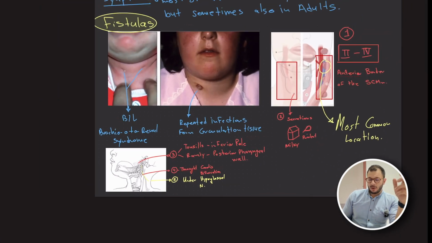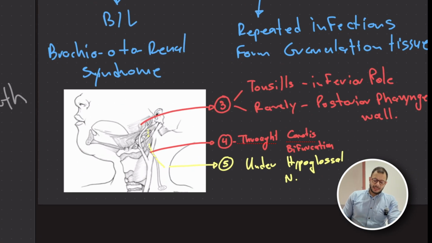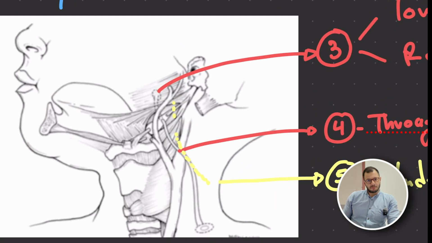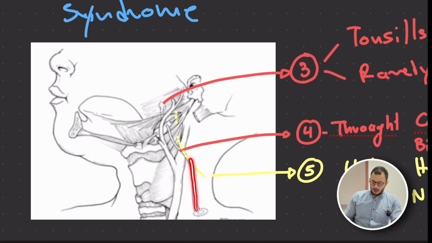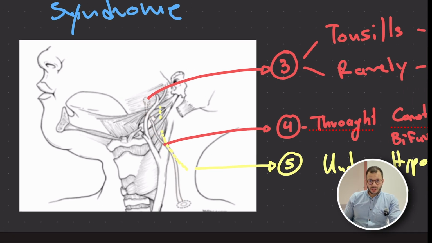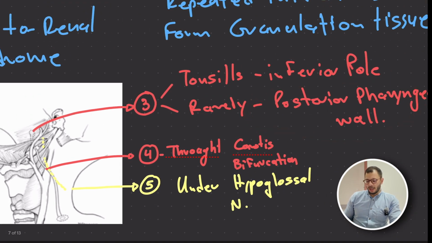Now, a very good point here to show and tell will be the connection between a second brachial cleft cyst and the ipsilateral tonsil. And what we see is sometimes, very rarely, but sometimes you can see this fistula that's going and connecting either to the inferior pole of the ipsilateral tonsil or, very rarely, to the posterior pharyngeal wall in this area.